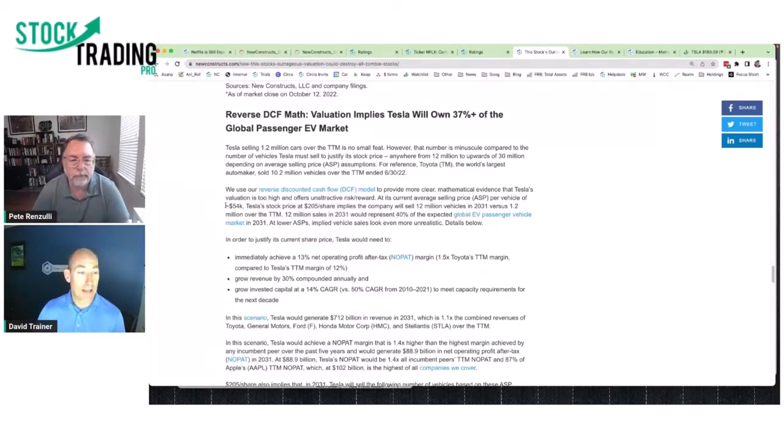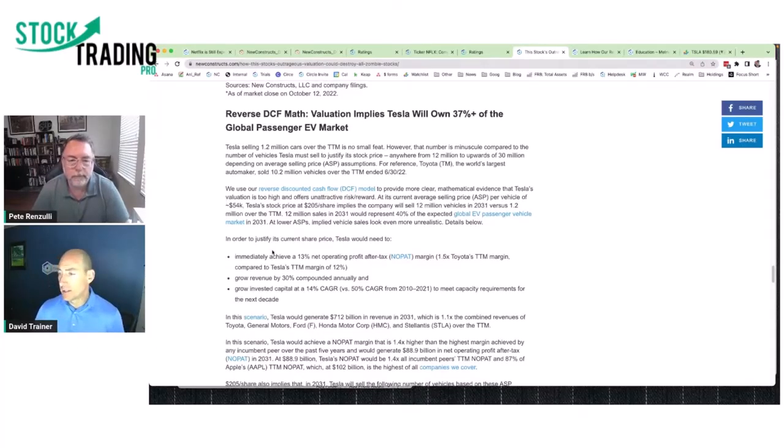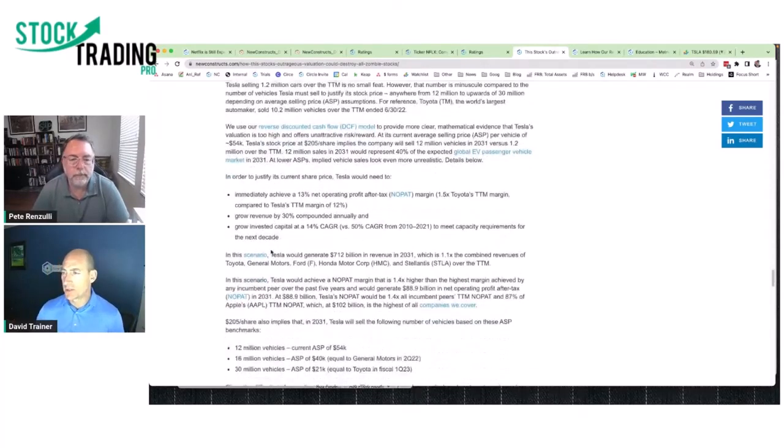54K is a really high selling price. You don't have 40% market share in anything probably at 54K, right? So then let's get some more details in terms of what this means financially. That means Tesla's going to have to immediately achieve a 13% margin, which is higher than their 12%, which is quite a bit higher than Toyota, which has typically been the most profitable car company. Grow revenue by 30% compounded annually, and grow invested capital at 14%, for the next decade.